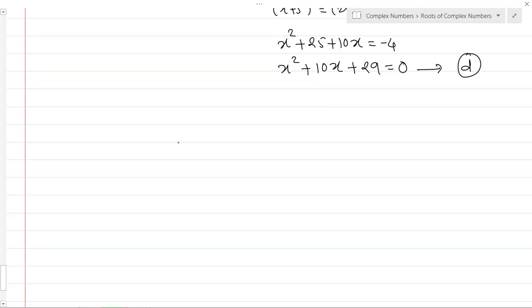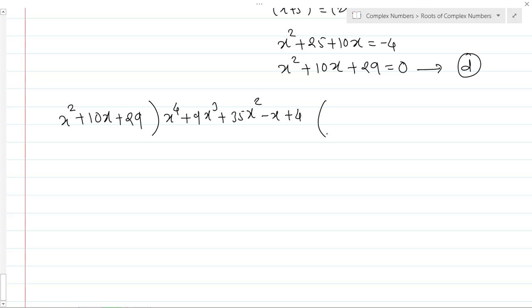So it is nothing but x to the power 4 plus 9x cube plus 35x square minus x plus 4, divided by x square plus 10x plus 29. Let's write the answer here. To cancel out this first x to the power 4, I will require x square.